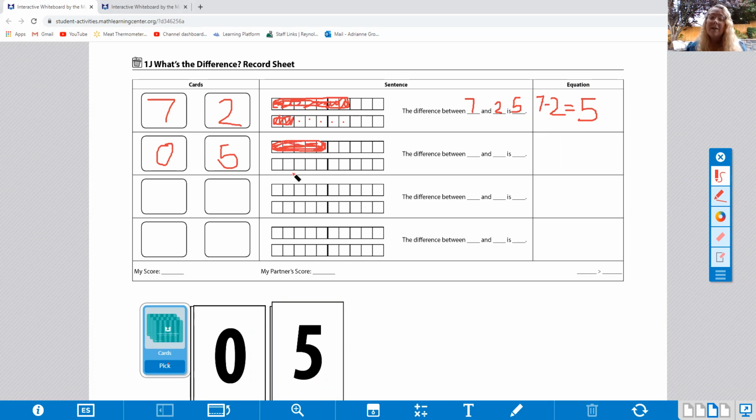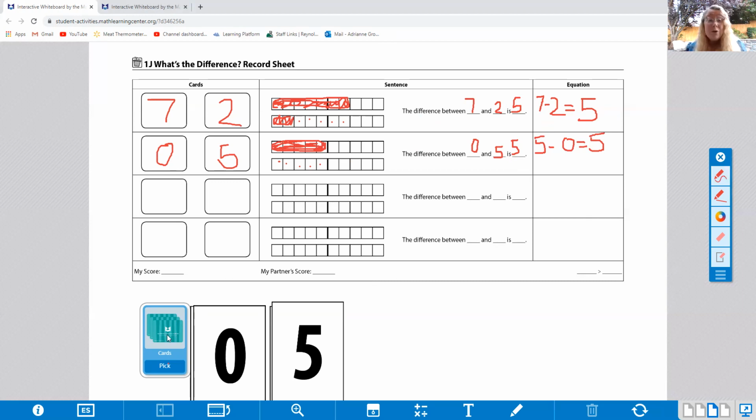Okay, so what's the difference between 0 and 5? Well, that one's easy: 1, 2, 3, 4, 5. So now I have to write that as an equation. And I remember that I have to start with the larger number when I'm subtracting. So I need to start with the 5. So I'm writing 5 minus 0 equals 5. There we go.